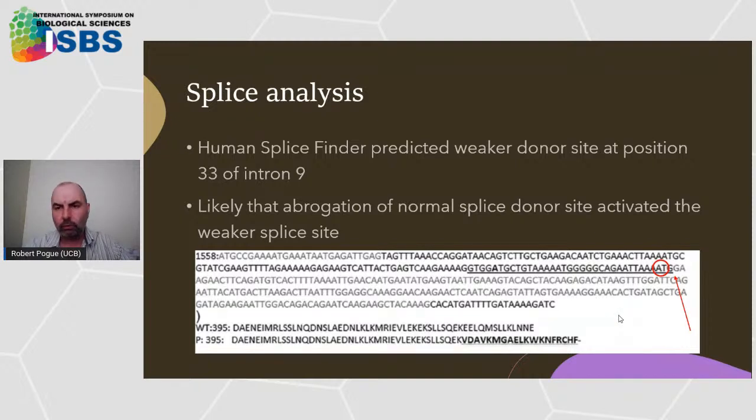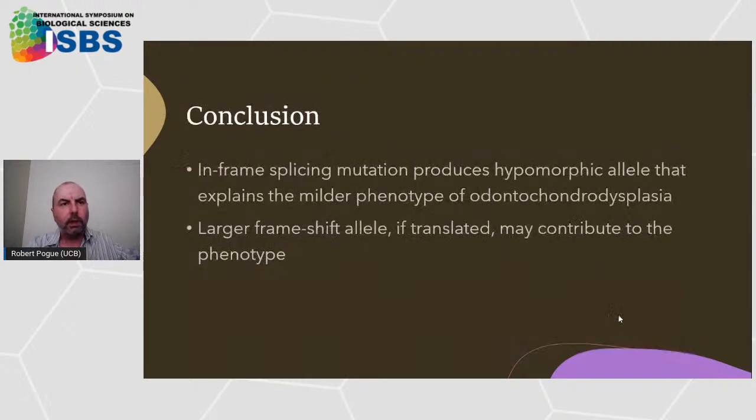So we're currently working to isolate protein from the patient's cells so that we can do Western blotting to demonstrate the presence of the protein. And if this truncated splice isoform is present, then we will go ahead and do some functional cellular studies, potentially using stem cells that we can differentiate into chondrocytes. So the conclusion is that the in-frame splicing mutation produces a hypomorphic allele, and also that the largest frameshift allele, if translated, may contribute to the phenotype.